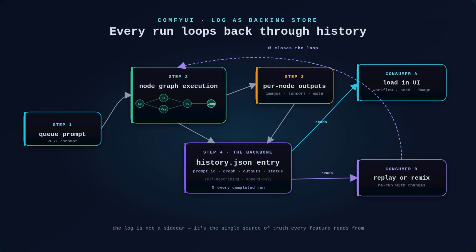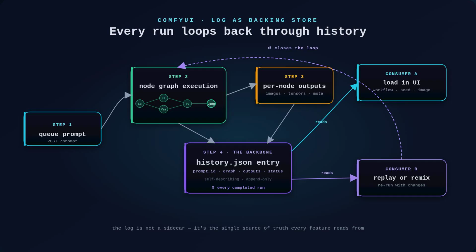This diagram shows why ComfyUI's log design matters. When you queue a prompt, the server runs the graph, captures each node's output, and writes a full entry into history. That entry is not just a record, it is the single source of truth that the rest of the UI draws from. Loading a previous workflow, reusing a seed, dragging a prior image back into the canvas to remix it. All of those flows read from the same history log. The log is the backing store for the product experience, not just a diagnostic artifact.